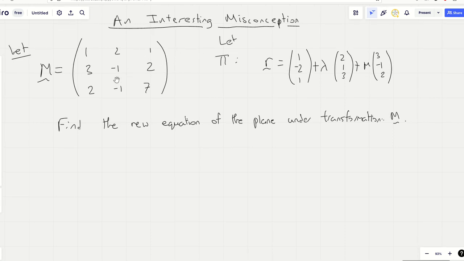You've got a matrix here, and you're going to transform a plane using the matrix, and they want you to find the new equation of the plane under transformation M. Now, this isn't a difficult question. You can certainly just do it in a number of ways, really.